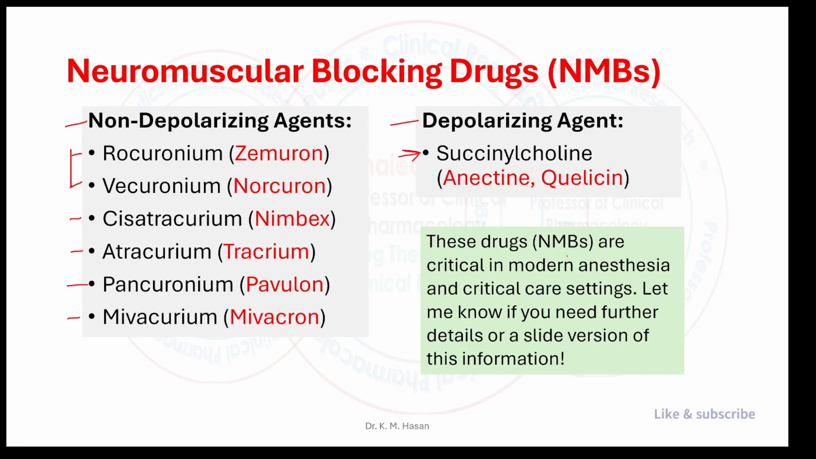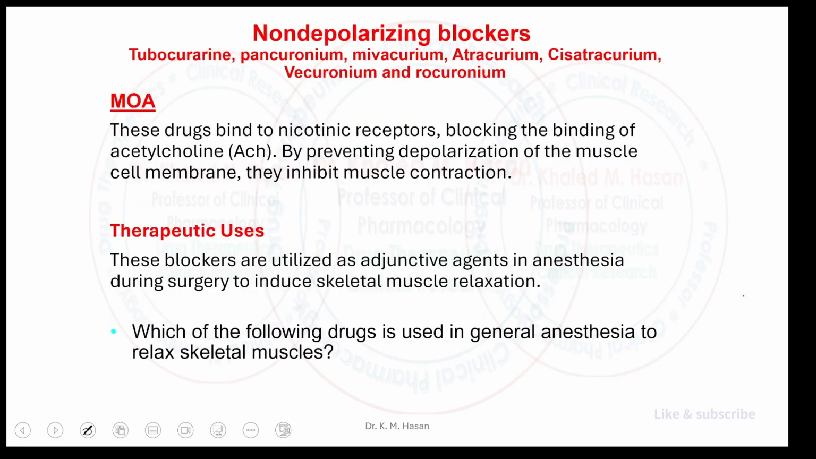These drugs, neuromuscular blocking agents, are critical in modern anesthesia and the critical care setting. We use them for general anesthesia, so it's very important to address this group of medications. How do these medications work? They bind to the nicotinic receptor, blocking the receptor and preventing depolarization. This will inhibit muscle contraction and lead to skeletal muscle relaxation.